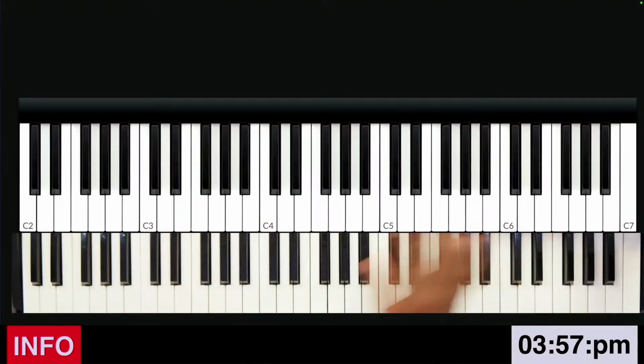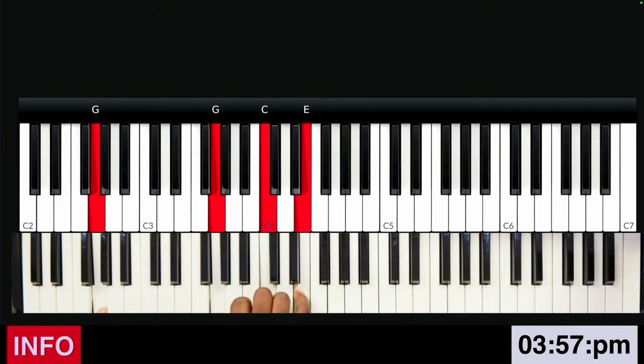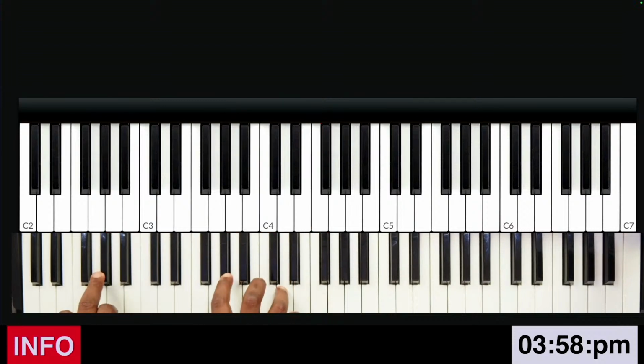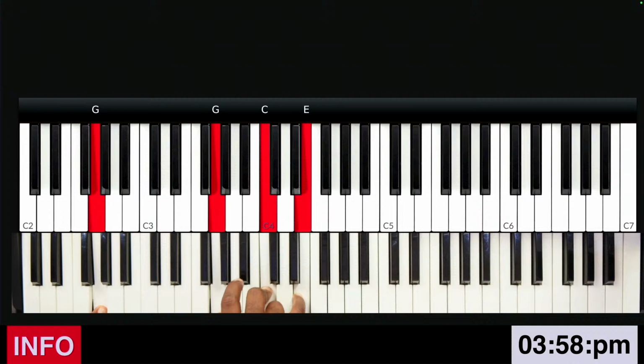I can also use the G on the left hand when I'm doing the one chord. Look at this. Can you see that with the one chord on the right hand, there's a possibility of having the G on the bass?